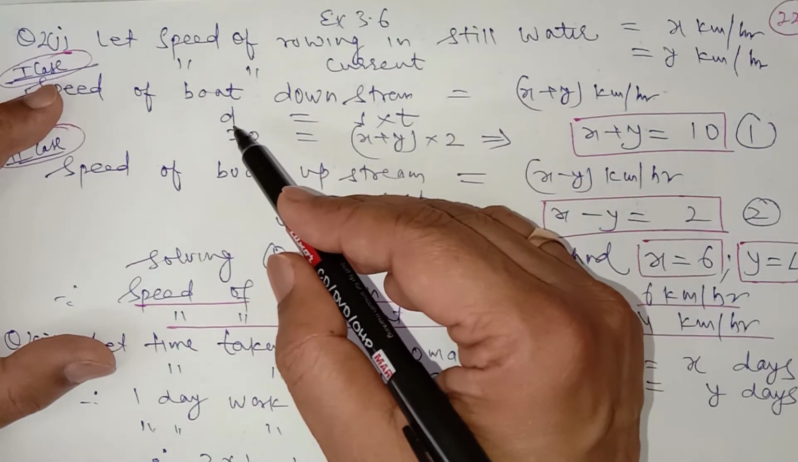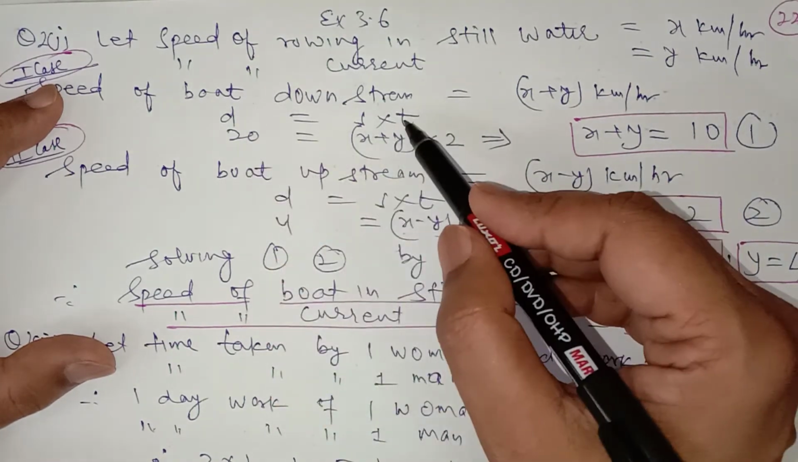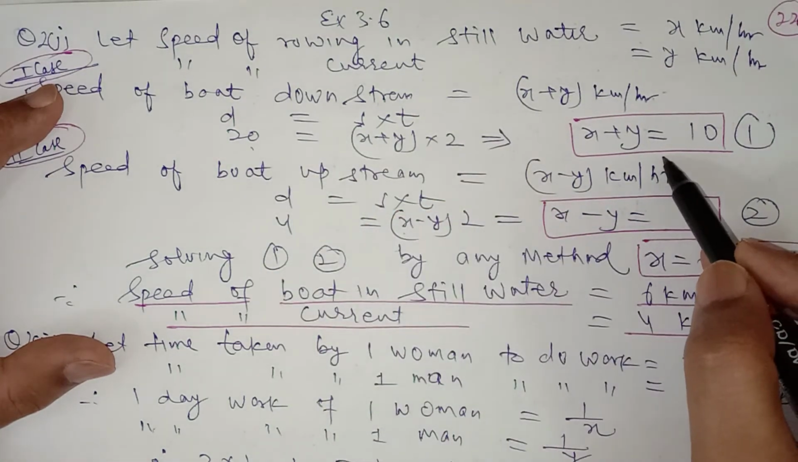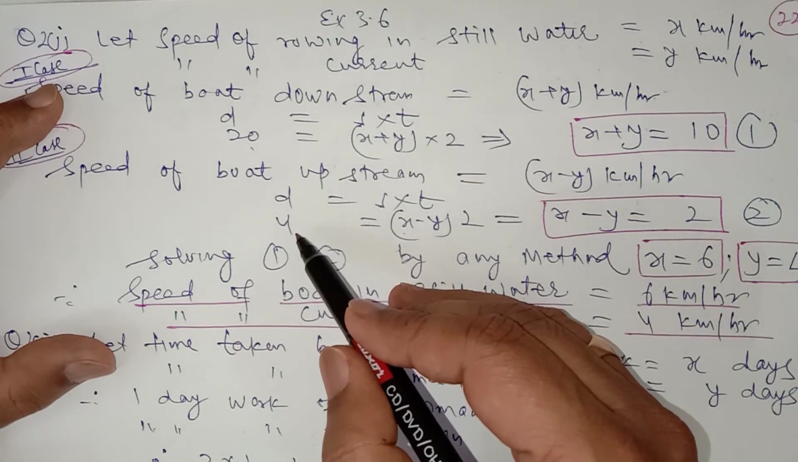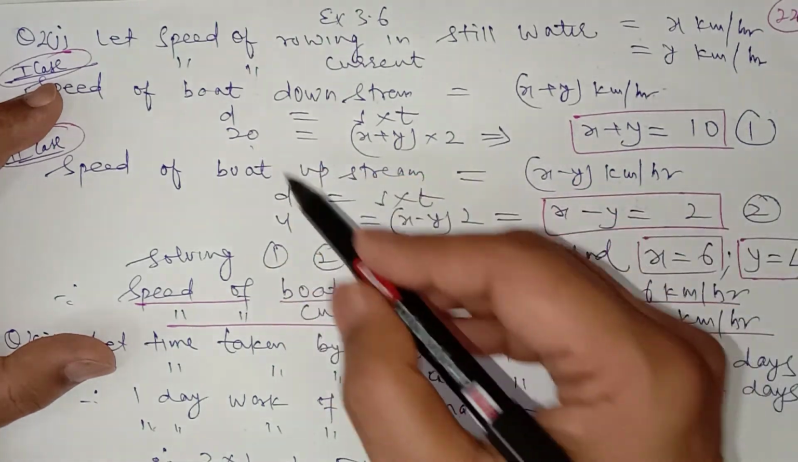So now you know the formula, distance equal to speed into time. In the downstream, he travels 20 kilometers and takes 2 hours. So the equation will become x plus y is equal to 10. In the upstream, he is traveling 4 kilometers and taking 2 hours. See the difference. The time is the same, but the distance traveled will be different.